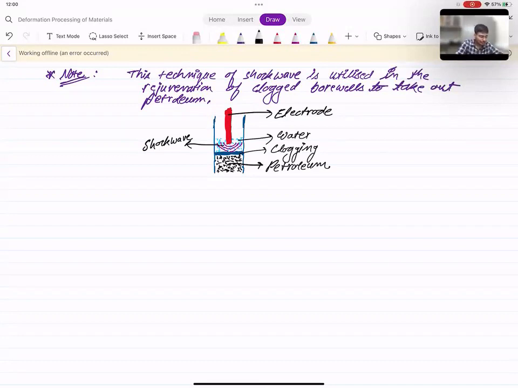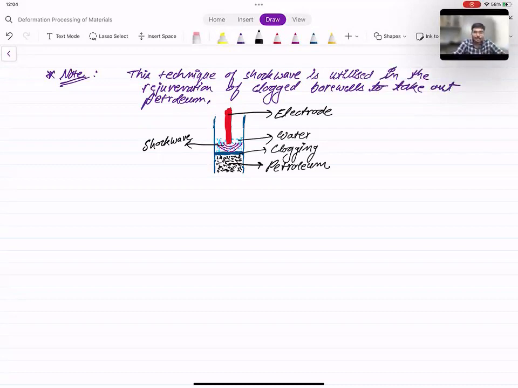So this is one more application of this shock wave technique, and we have seen how it is used to shape or deform the materials in metal forming operations. So with this, we can now conclude the high energy rate forming processes.